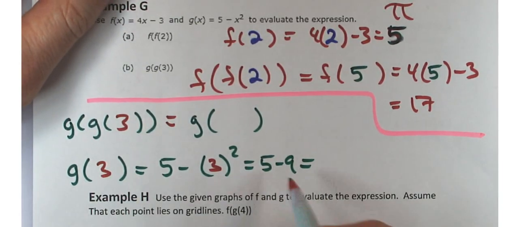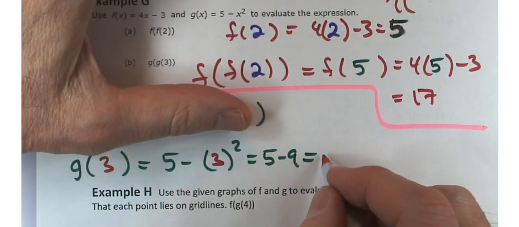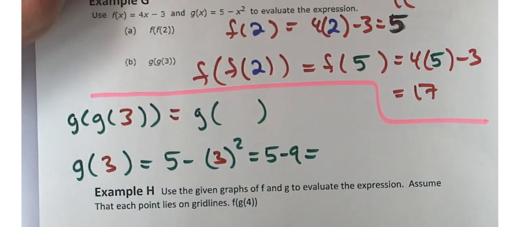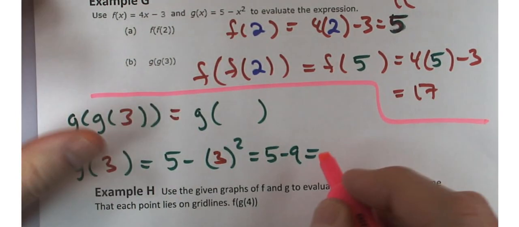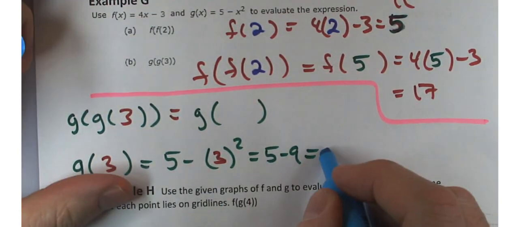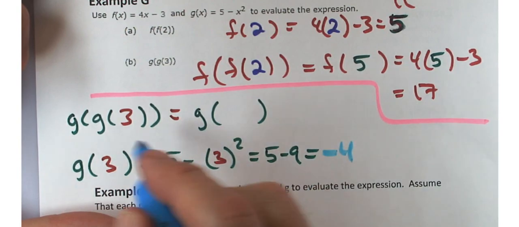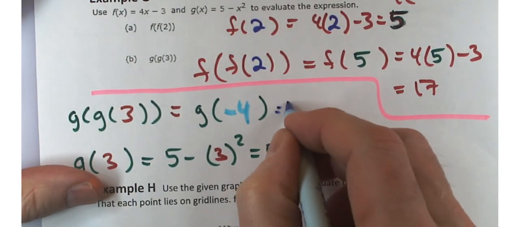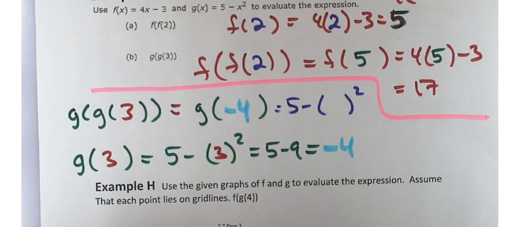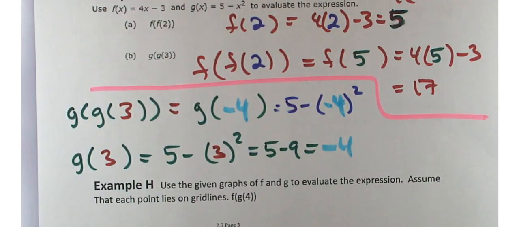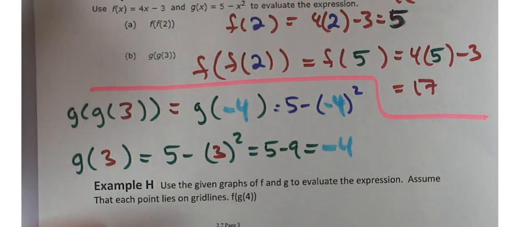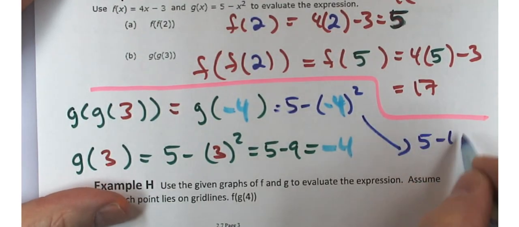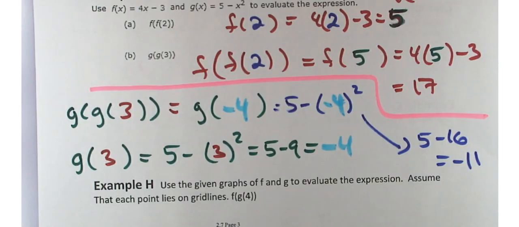What's g of 3? What's the first part right here? What'd you get? -4. Yeah, thank you. You get -4. So let's take that -4 and put it in here. G of 3 was -4, so g of -4 becomes 5 minus (-4) squared. What do I get when I square -4 and subtract it from 5? 5 minus 16 should give you -11. You got it? You good? Okay. Nice.